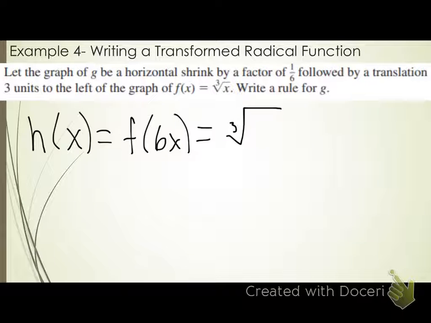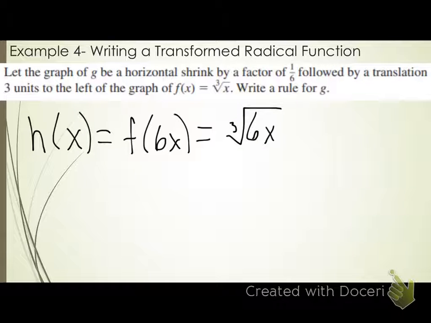3. What does f of 6x tell me to plug in? 6x. So here is my rule for my first transformation. My horizontal shrink by a factor of 1/6. Any questions there? Because there's no simplifying I can do from there, is there? So what's your answer? Not yet. I still have to deal with my second transformation.